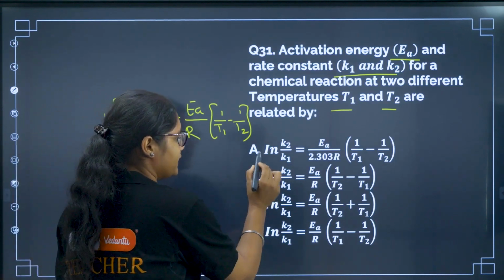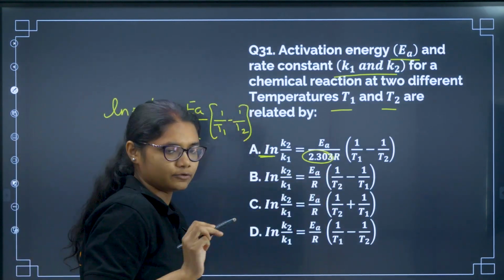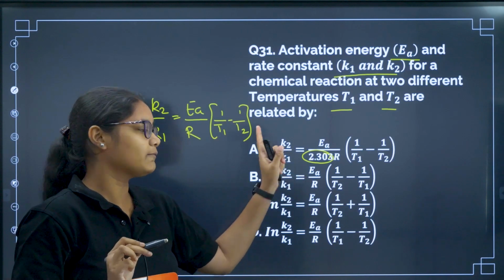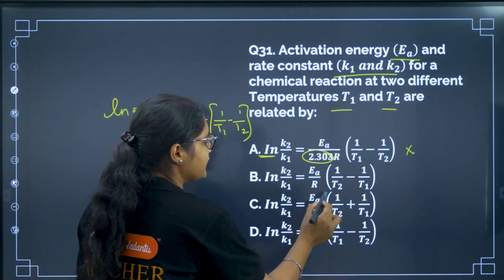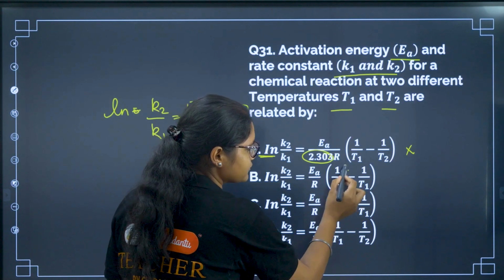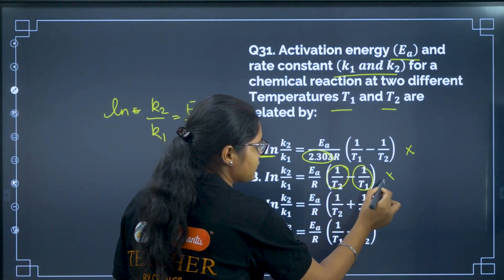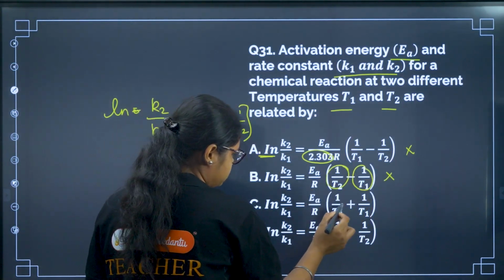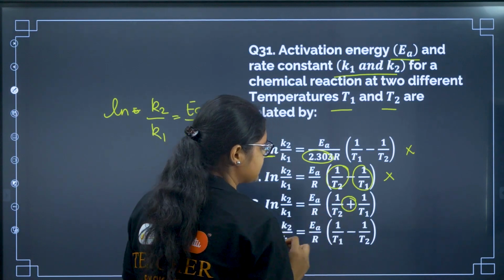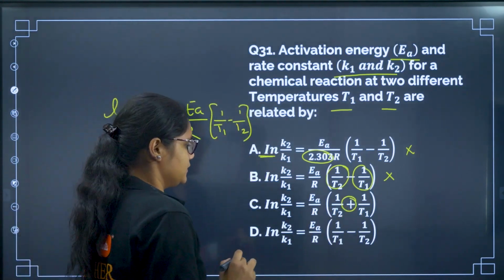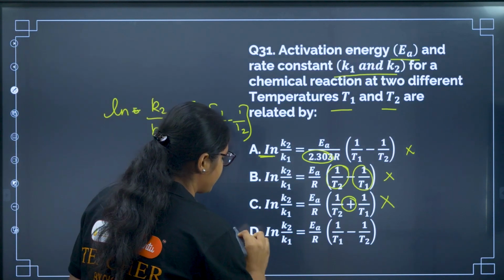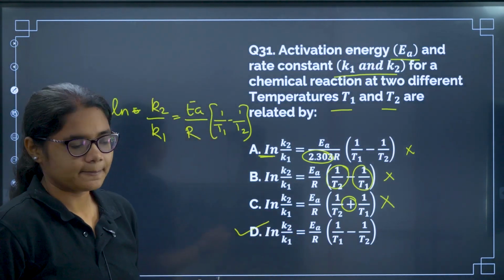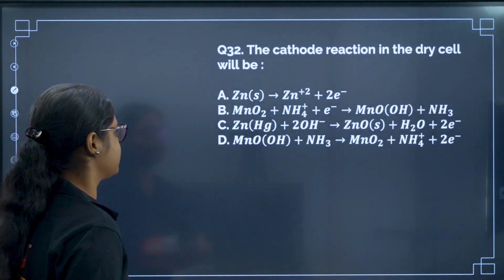I'll tell you. See, if ln is there, we should not write 2.303. 2.303 will come if log is there. So this option is incorrect. Similarly, here it is 1 by T1 minus 1 by T2, so this part is wrong. That is why this option is incorrect. If you see in option C, the plus has come, right? It has to be minus. So that is why this equation is also incorrect. So the correct answer for this question is option D. Very simple, direct formula based question.